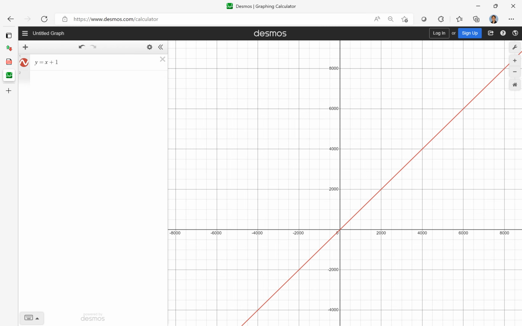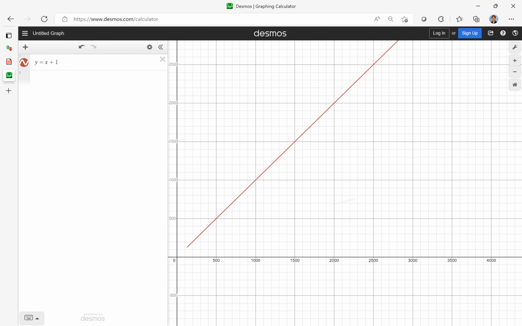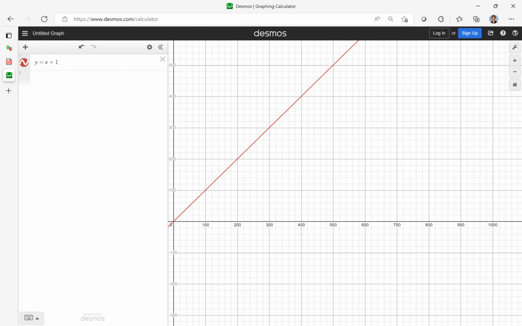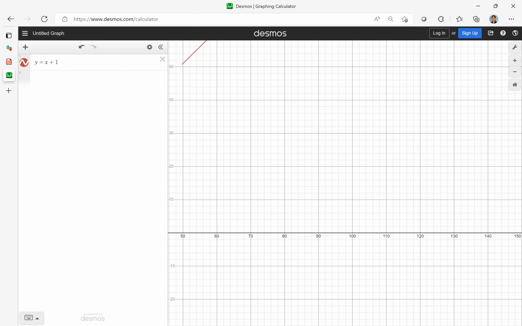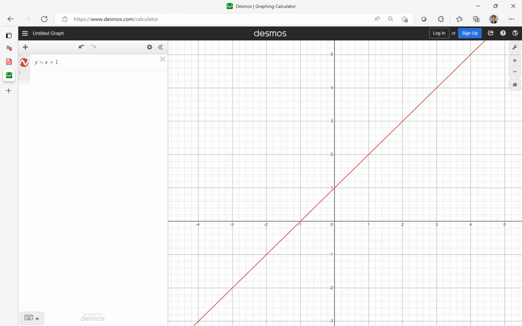Okay, so the pattern is, it's a straight line. Now let's see what happens here. I'm going to zoom in a bit more so you can see the pattern a bit more clearly. But here we go. Let's have a look. 0 all the way here. Now notice, I want you to notice this part.